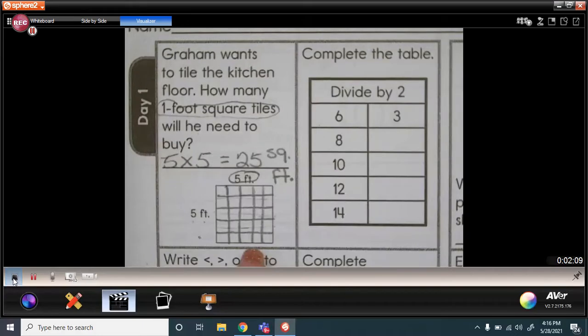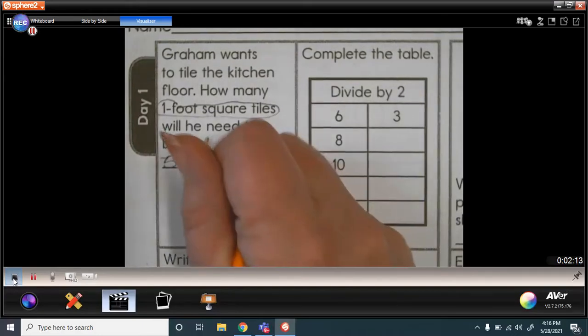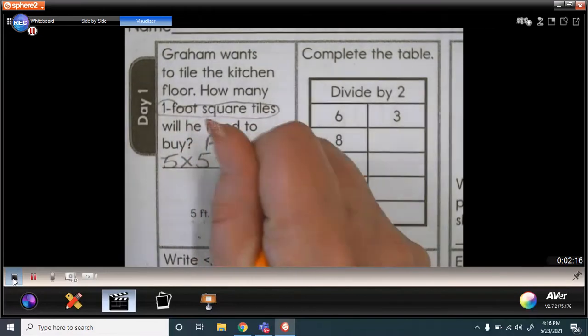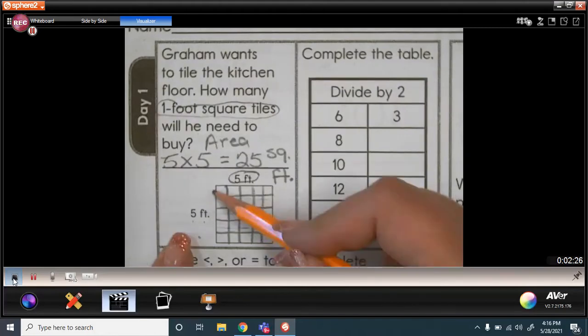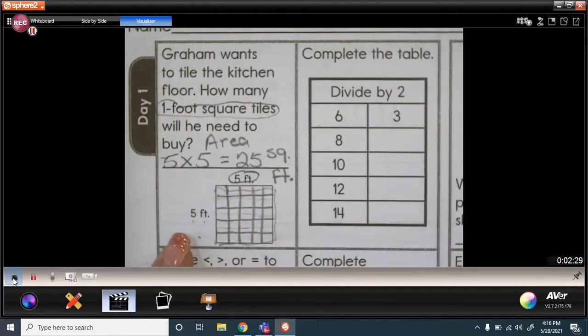So it's 25 square feet in that square. Now, your discussion question for today is, if we know the area is going to be 25 square feet, then I'm wanting you today to go into your discussion and tell me what the perimeter of this square would be. So if I were going to take the length of all my sides, what would the perimeter of that square be? Not area, but perimeter.